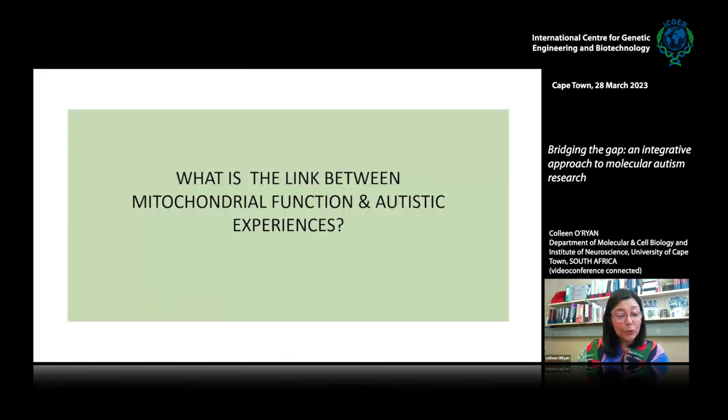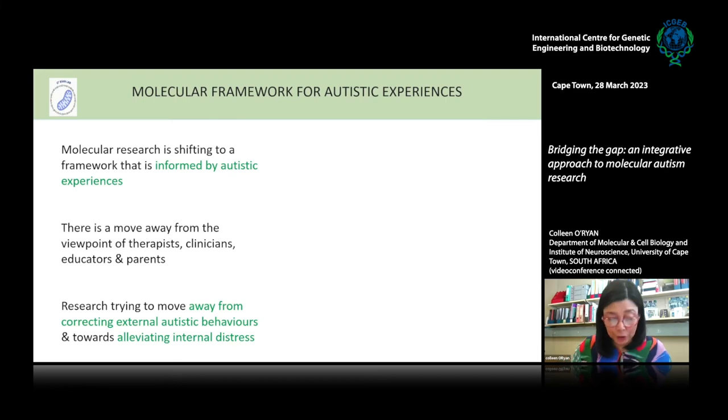So the last bit of work I'm going to tell you about is quite complex, quite a complex story, so I'm going to try and walk you through it quite slowly. It is getting back to this idea of participatory research and asking what the real questions and difficulties are for individuals who live with an autistic phenotype. Is there any link between any molecular markers and autistic experiences? And obviously I'm interested in mitochondrial function.